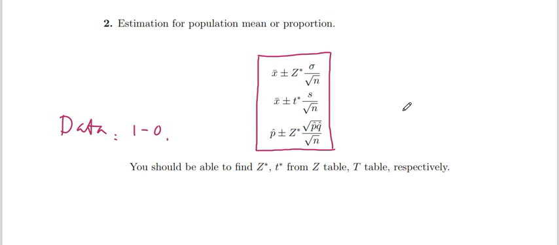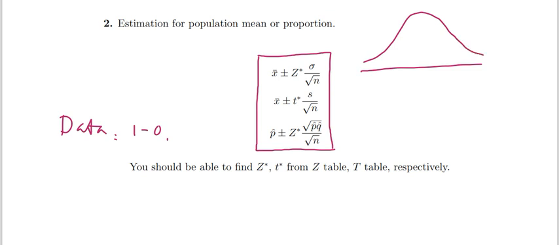So the only thing a little bit confusing is Z star or T star. This star depends on whether it is the standard deviation sigma or the sample standard deviation s. If the standard deviation is from the sample, we should use T, right? So how can we find this Z star, T star? We need to check the Z table, T table. T star or Z star is quite the same. For Z star, we get it from the Z table, right?